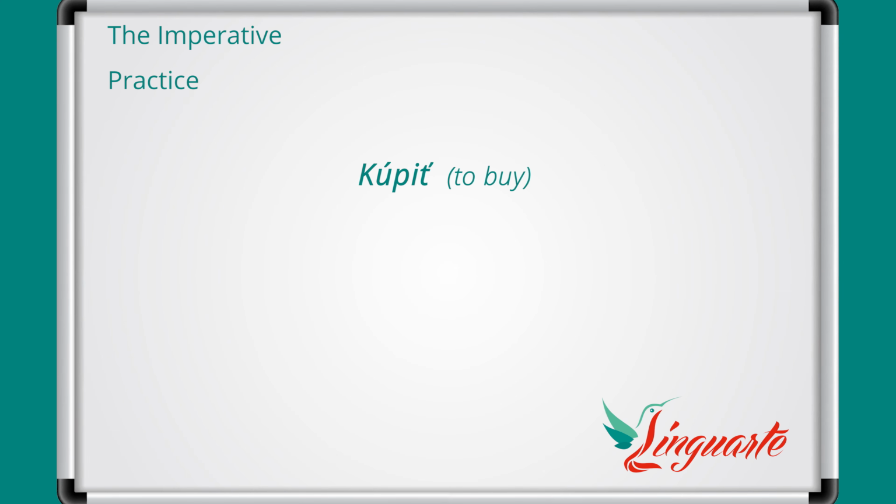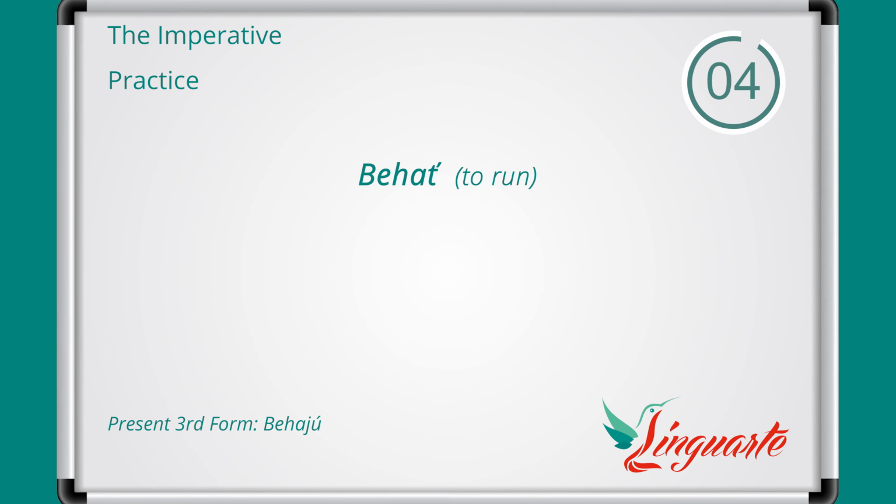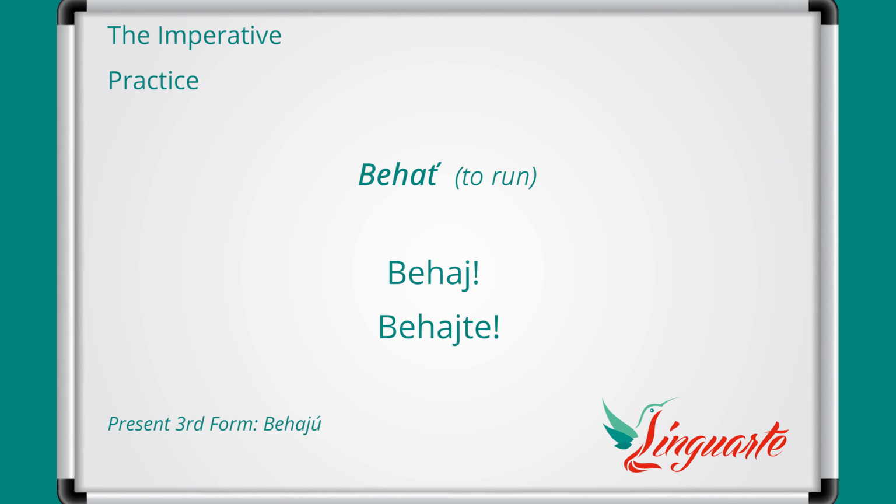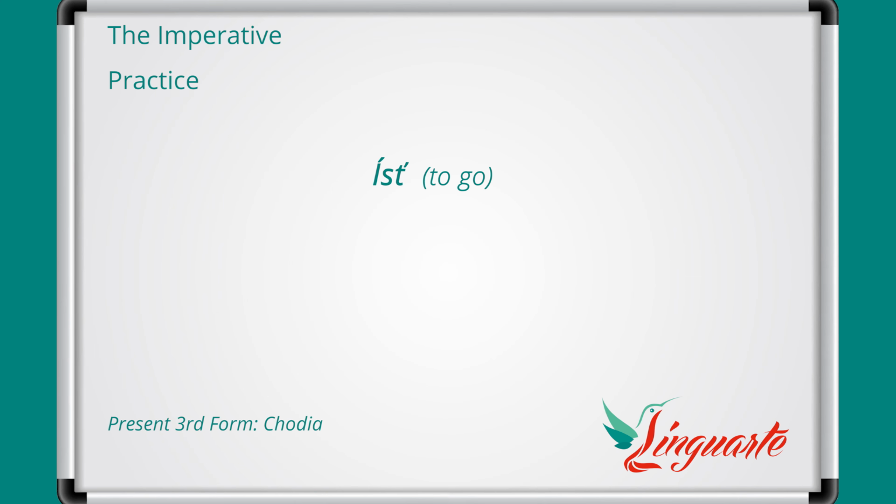Let's practice now. Try to say the next verbs in imperative form. The verb to buy, kúpiť. As a hint, we can tell you the third person of plural is kúpia. Kúp, kúpte. The verb to run, behať. Its third form in plural is behajú. Behaj, behajte. The verb to go, ísť, with its third person, chodia.